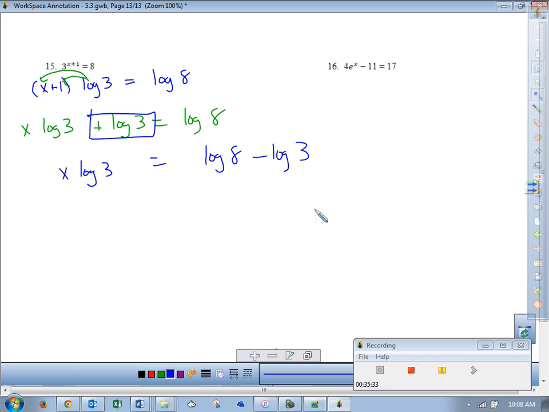Cool. Then what would you do? Divide every term by log of 3. So x equals log of 8 minus log of 3, all over log of 3. That's one way to do it. That's the way our book wanted it done. That's why I looked that up real quick, because that's the way our book wanted it done. I wouldn't do it that way. I would have done this.